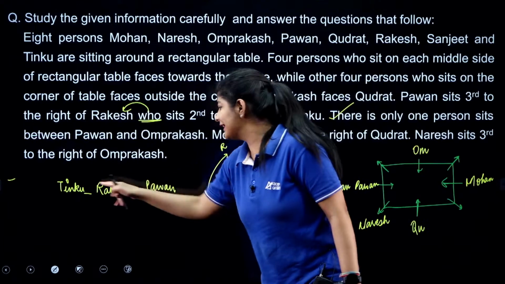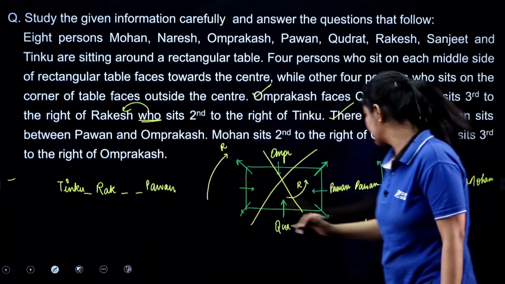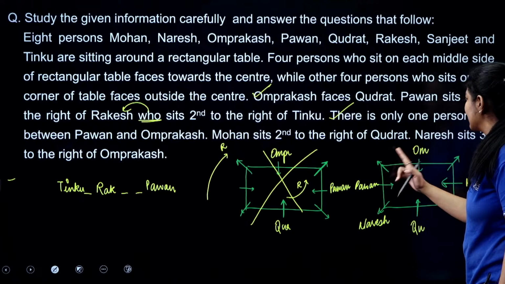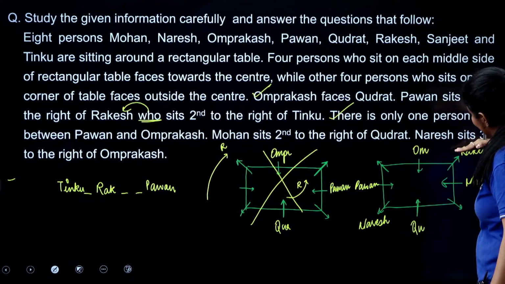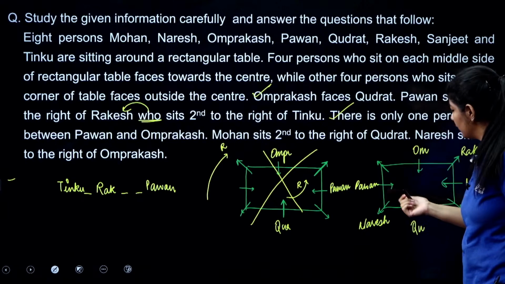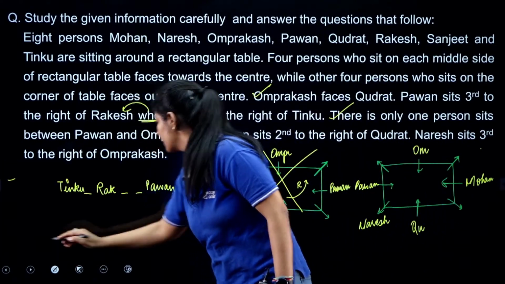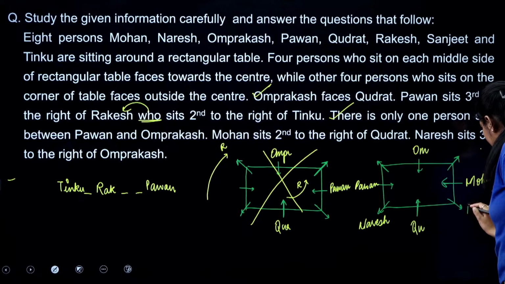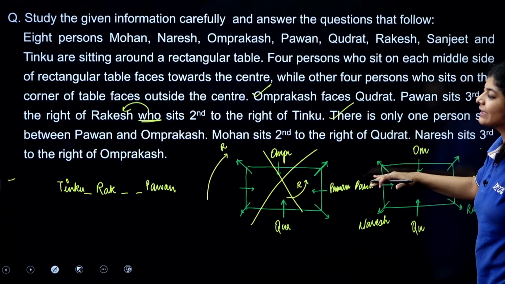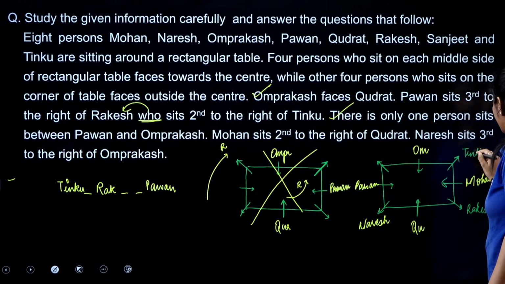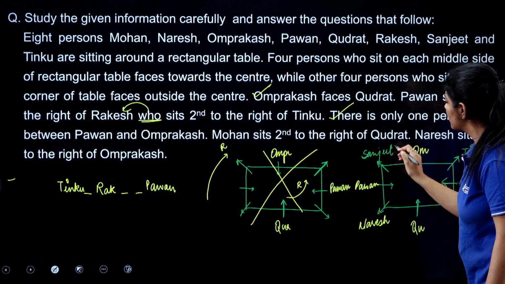Now we have to put these three in this particular table. Pawan is sitting third to the right of Rakesh. If this is third right, second right, first right, and we put Rakesh over here, then first right, second right, third right. No, we can't put Rakesh over here because Rakesh is facing outwards from the table. So if we put Rakesh over here, then first right, second right, third right, it works. And Rakesh is sitting second to the right of Tinku, so this is the position of Tinku. Now we are only left with Sanjeet. So this is the place of Sanjeet. So this is our arrangement.